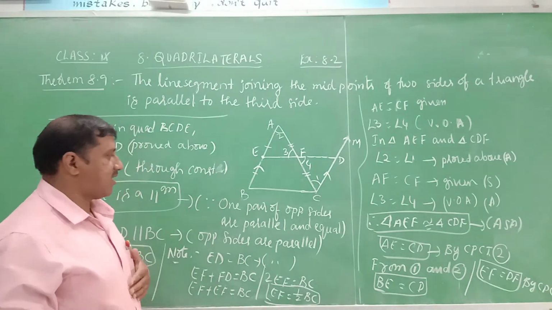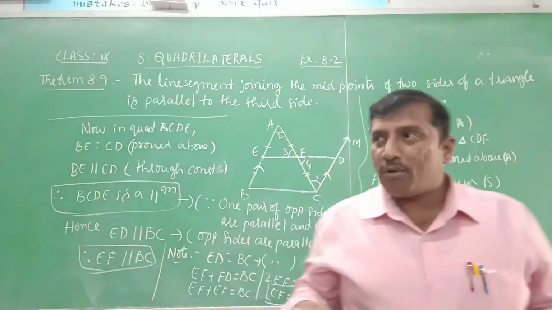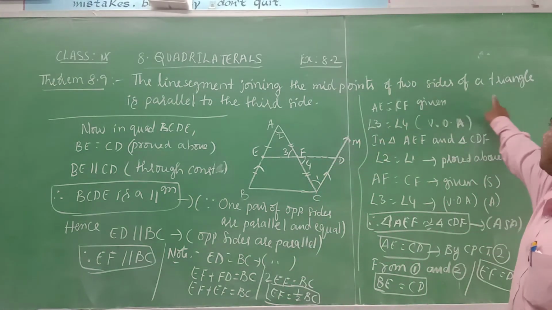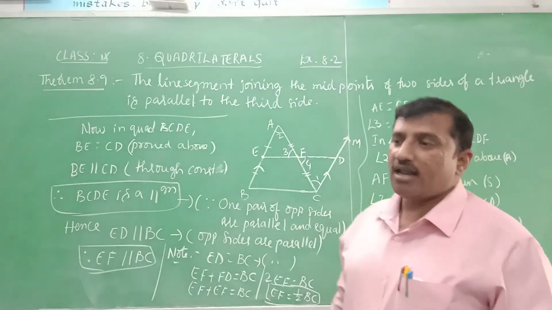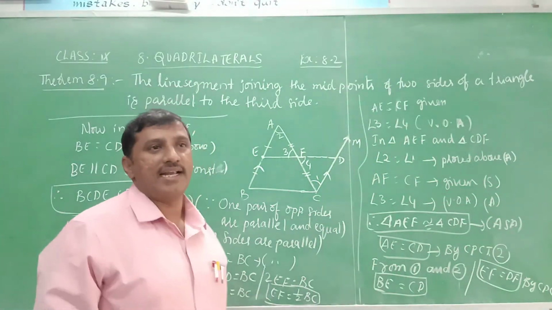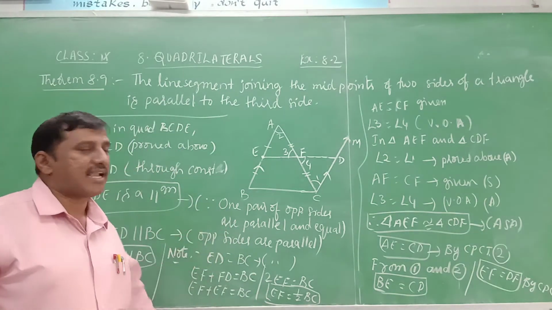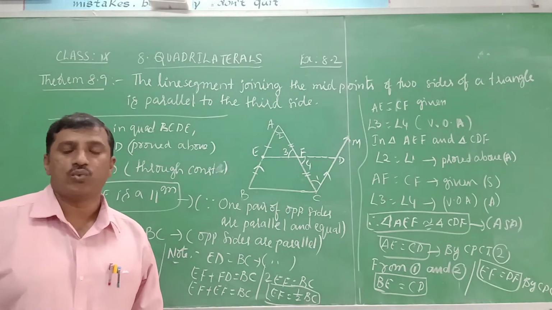Its application. So this is the midpoint theorem. In the midpoint theorem, what it states is that the line segment joining the midpoints of two sides of a triangle is parallel to the third side and half of the third side. Like this, we will prove it. Is it clear? Now with its application, we will solve questions from exercise number 8.2.